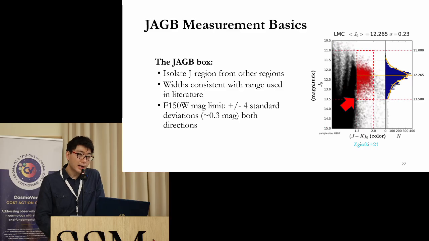So I wanted to very briefly introduce how we're going to measure the JGB. What's typically done is we first want to isolate the J region. We do this by placing a box in the color magnitude diagram. This involves a series of magnitude and color cuts, as shown here.